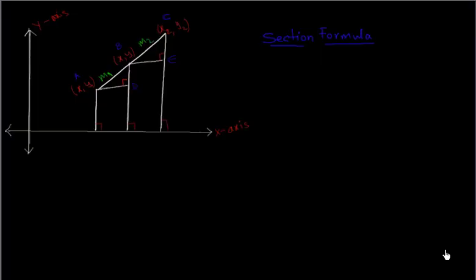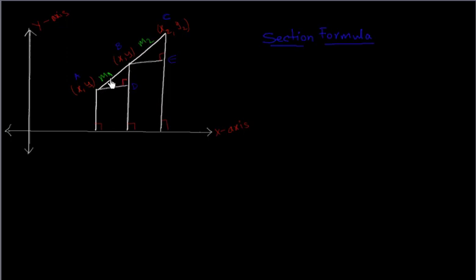Hi, today we are going to learn the derivation of the section formula. What is the section formula and how to use it? It's very easy. If two points A and C are joined, and B is the point dividing this segment AC in the ratio of M1 and M2, how do we find the point which divides it in the ratio of M1 and M2?